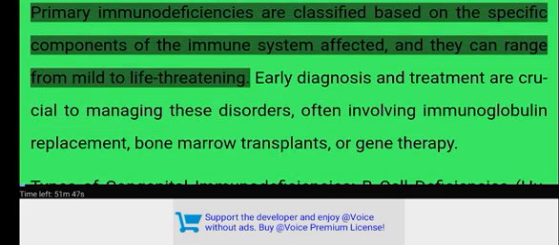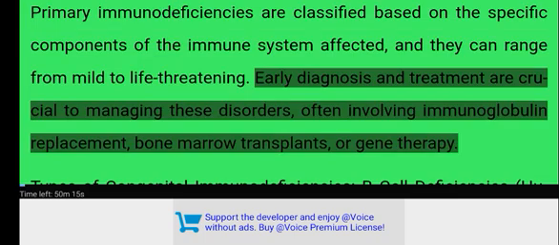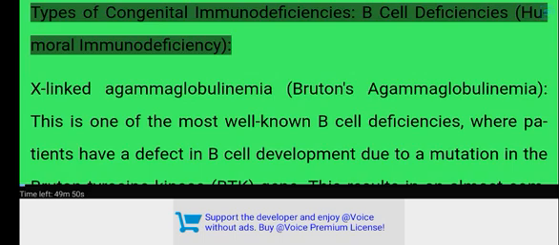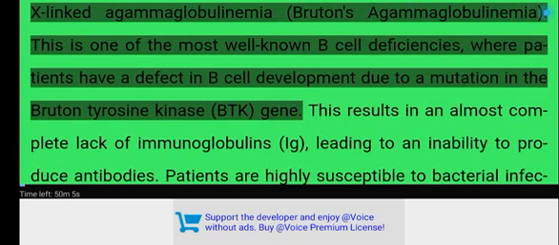Primary immunodeficiencies are classified based on the specific components of the immune system affected, and they can range from mild to life-threatening. Early diagnosis and treatment are crucial to managing these disorders, often involving immunoglobulin replacement, bone marrow transplants, or gene therapy. Types of congenital immunodeficiencies: B cell deficiencies, humoral immunodeficiency.